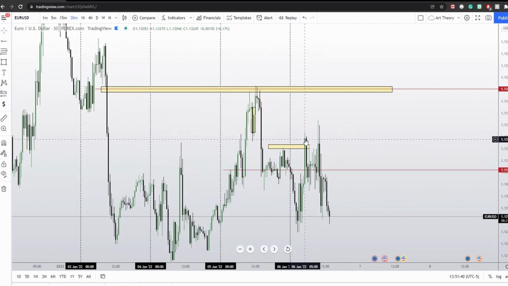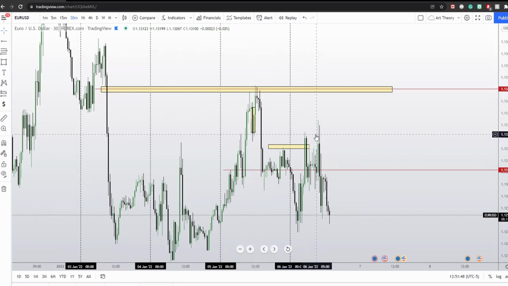This was around, basically, the London kill zone, right? Slapped into it, almost the end of the London kill zone. Comes right into it, slaps it. I already sent this out. I sent this one out.